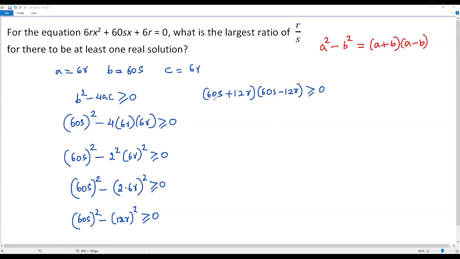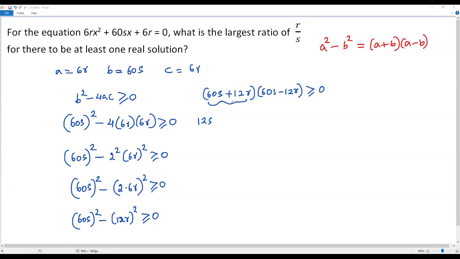Here consider the terms of the expression we have over here. Both 60 and 12 have the greatest common divisor 12, so we can factor 12 out. But I am going to factor 12s out from this expression. Why do I factor 12s out? Because I want to get the stuff r over s. So when I factor 12s out from this expression, I'll get r over s inside the parenthesis.